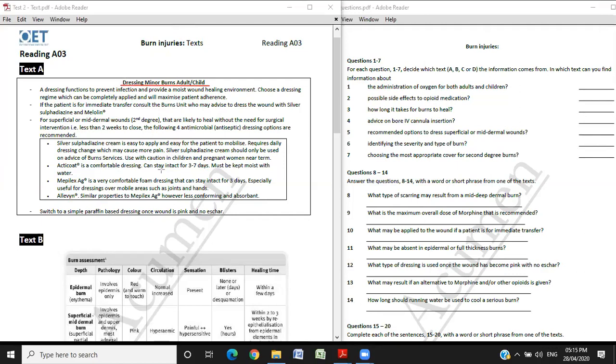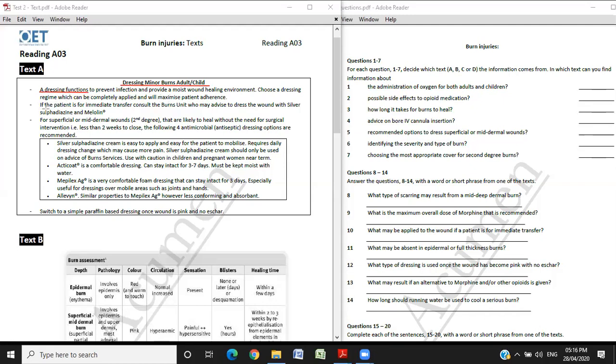That means this entire paragraph contains information about dressing. Now you can see that there are some bullet points here, right? So how do I skim the text with a bullet point is that I just read the first 3 words of each bullet point, just first 3 words. So here it says dressing functions. So here this bullet point tells me what is the function of the dressing.